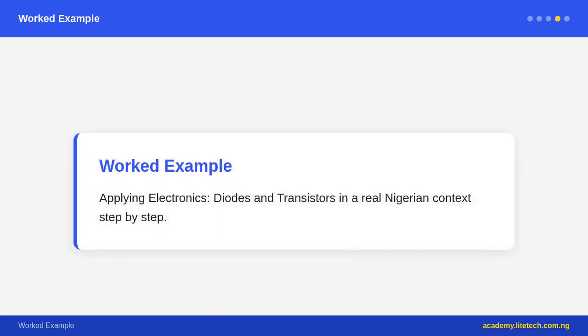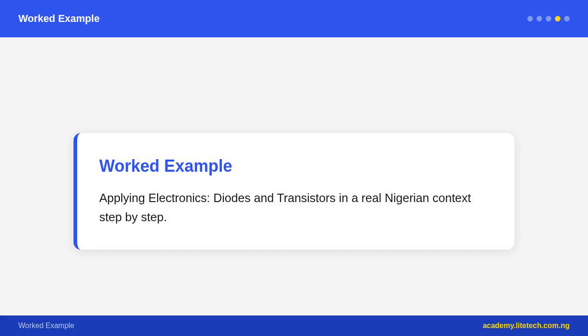Now let us study the transistor. A transistor is a semiconductor device that can amplify signals or act as a switch. It is made of three layers of semiconductor material, either NPN or PNP, creating two p-n junctions. A transistor has three terminals, the base, the collector, and the emitter. In an NPN transistor, the emitter is N-type, the base is P-type, very thin, and the collector is N-type. In a PNP transistor, the arrangement is reversed.